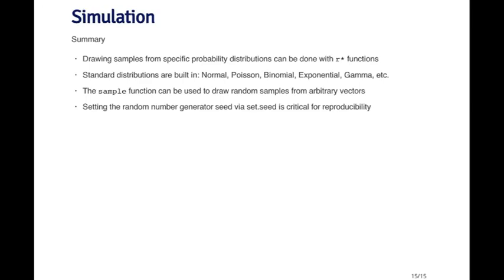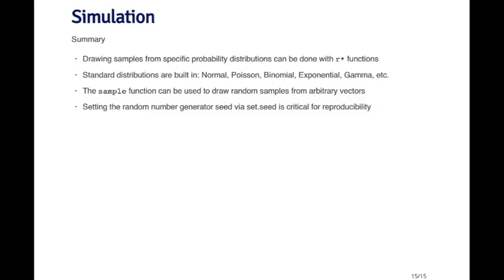So that's a very quick summary of the simulation functions in R. You can draw random samples from specific probability distributions with the r functions, so rnorm, rpois, rbinom we saw already. All the standard distributions that you will need are built in, things like the normal, the Poisson, the binomial, the exponential, gamma, etc. All those functions are built in, and you can use the corresponding r functions to simulate from them.